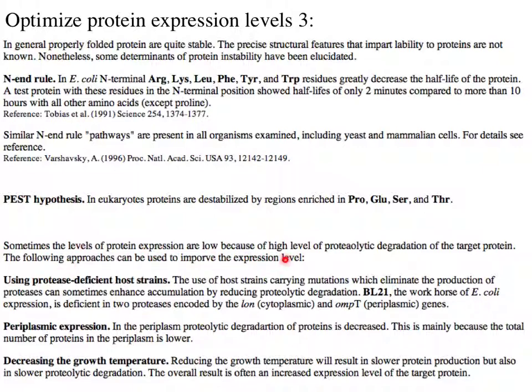Sometimes the level of protein expression is low because of a high level of proteolytic degradation of the target protein. So you can use protease-deficient host strains, you can do periplasmic expression, or you can decrease the growth temperature to help as well.